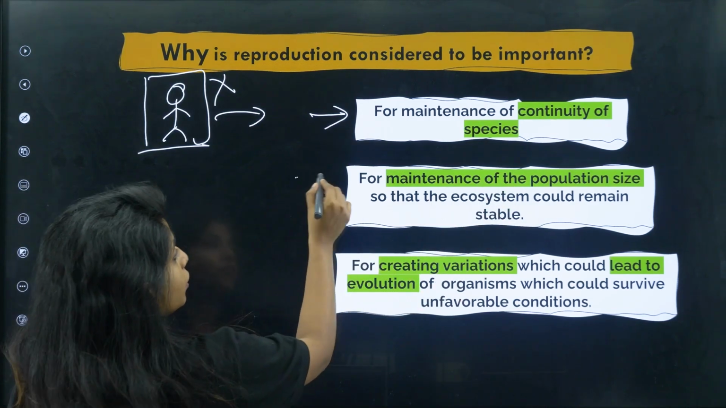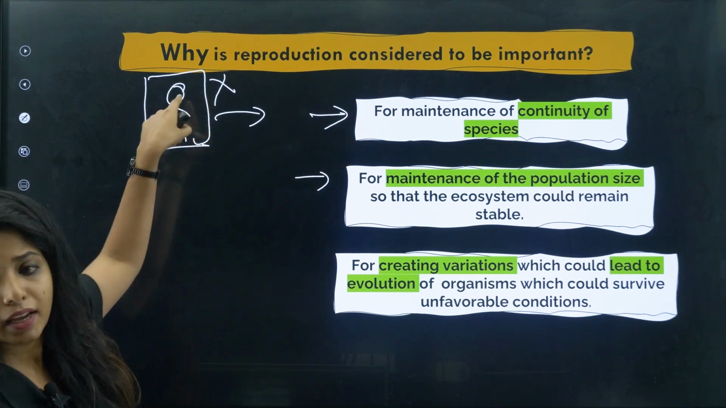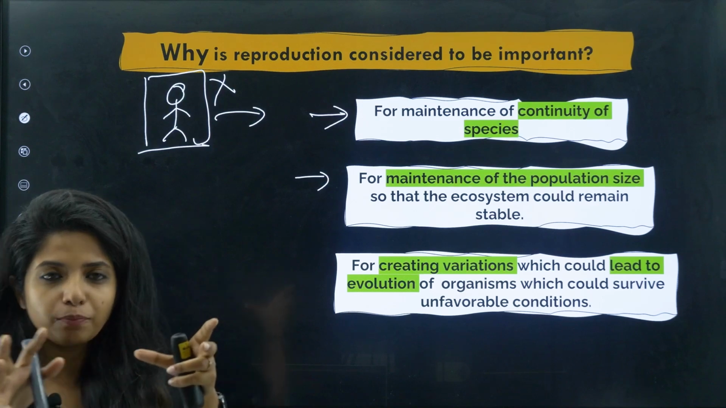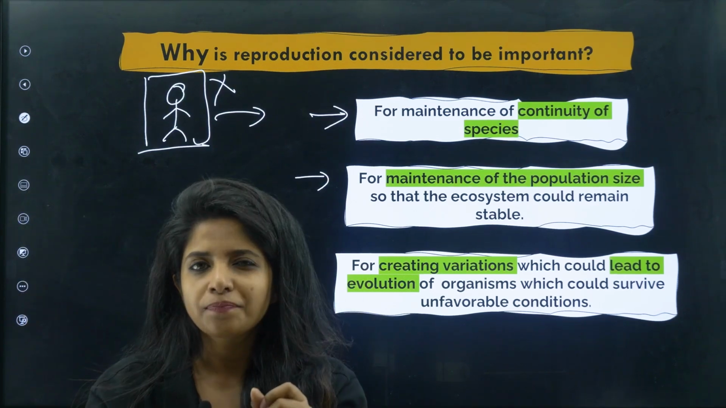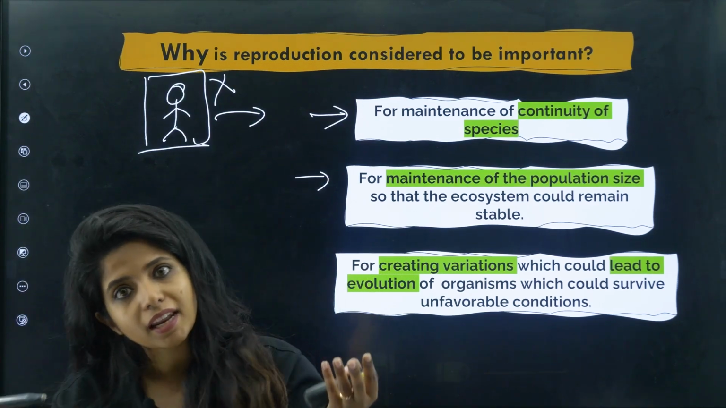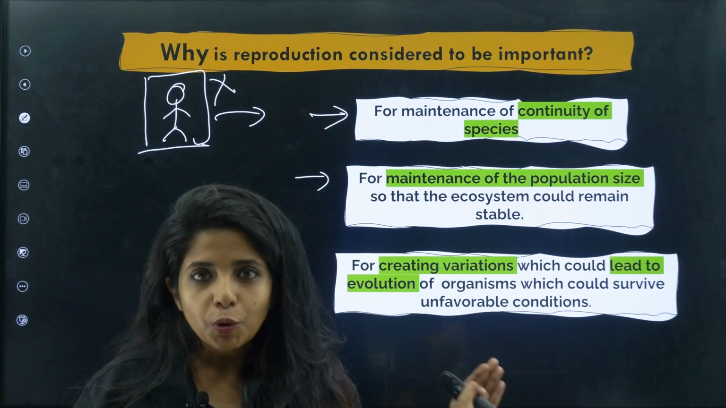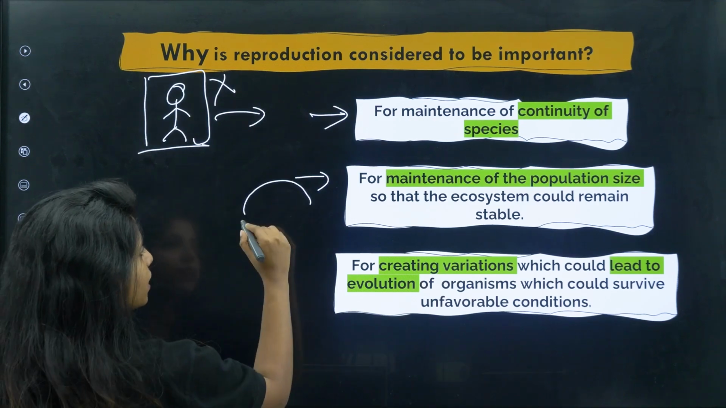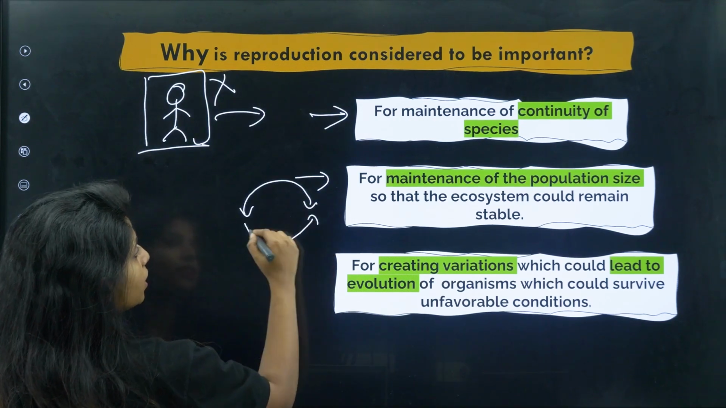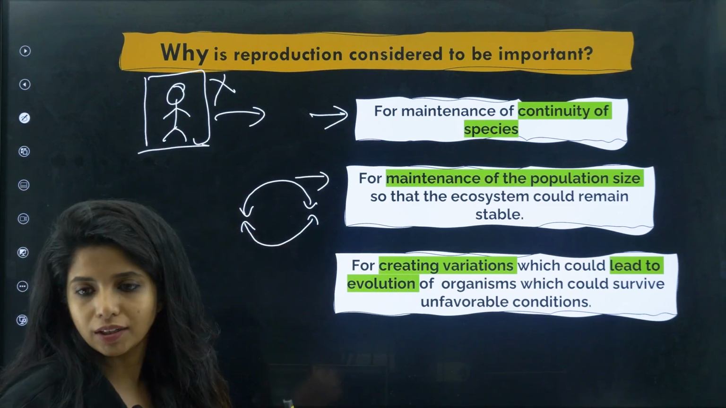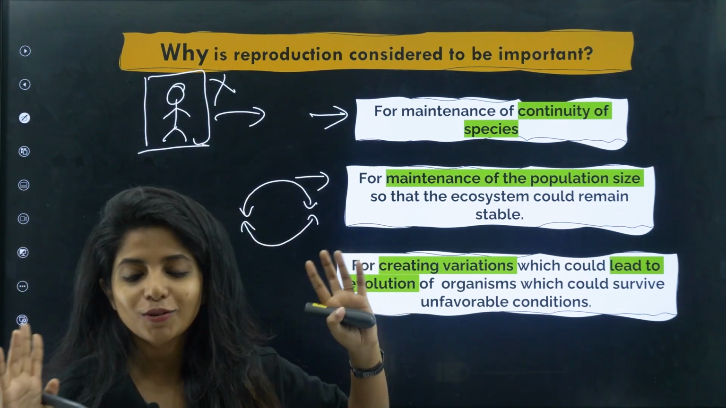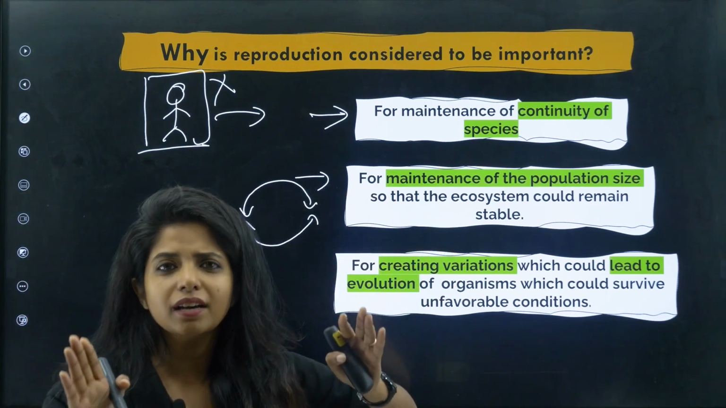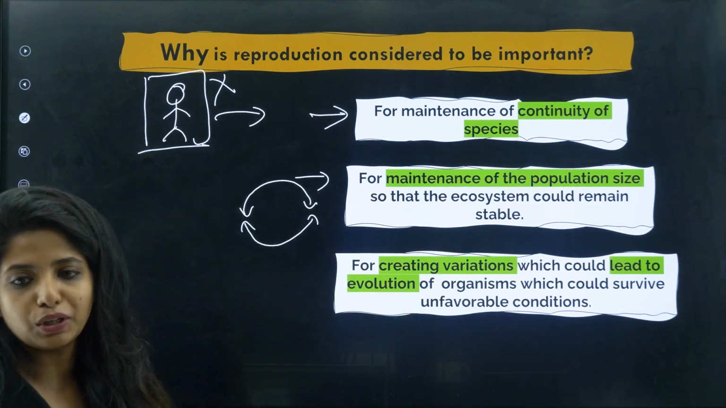Okay. Second thing, for maintenance of population size. Similarly, if they are not reproducing, they are not going to maintain their population size. Now, if population size is hampered in some way, the ecosystem will be damaged. For example, if the human beings are not there, don't you think it will cause some trouble to our ecosystem? Because in our ecosystem, children, everything is linked to each other. So for maintenance of population size and for making our ecosystem stable, we need to reproduce, okay.